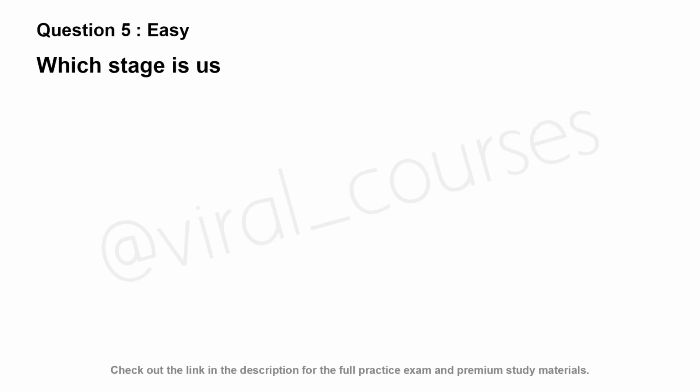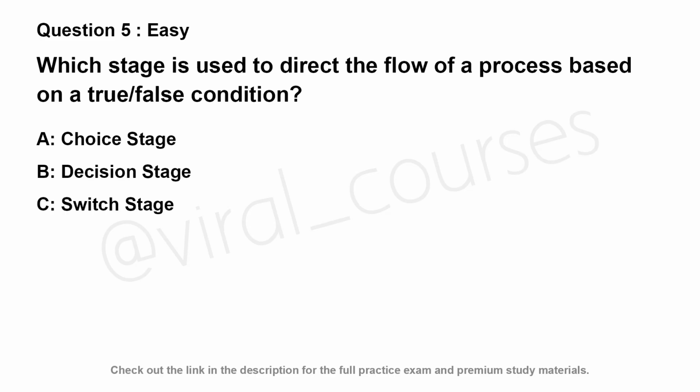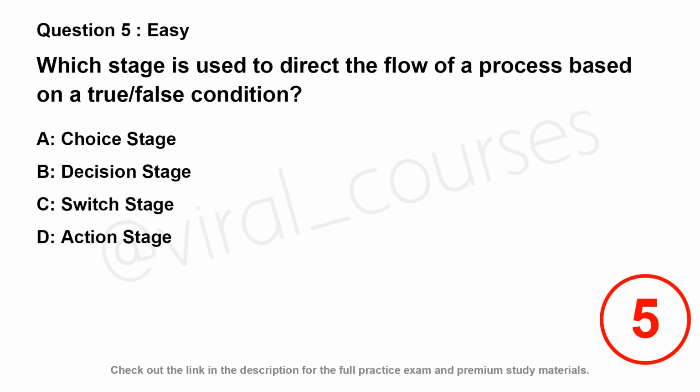Which stage is used to direct the flow of a process based on a true-false condition? Option A, choice stage. Option B, decision stage. Option C, switch stage. Option D, action stage.